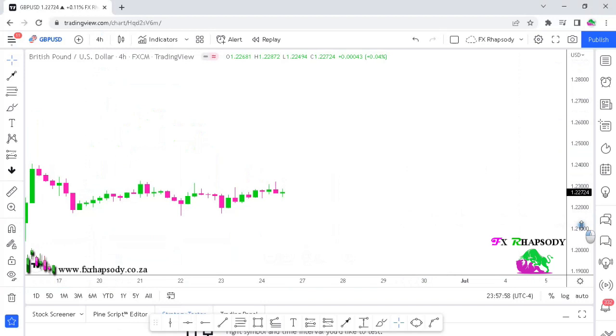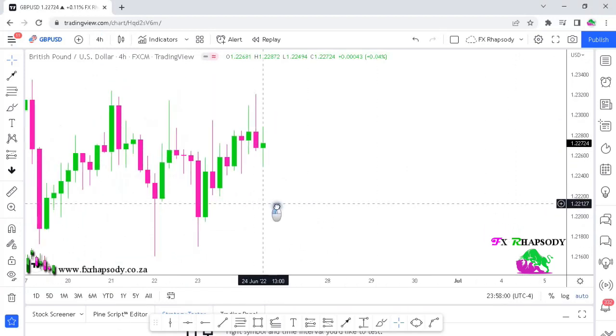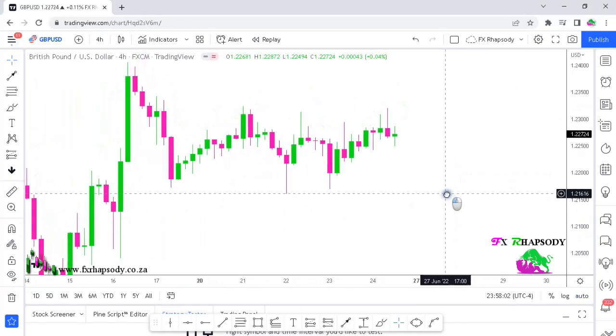Let's look at the picture over there of what's happening on the 4-hour time frame.